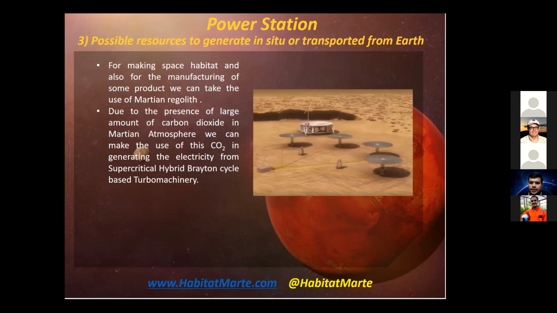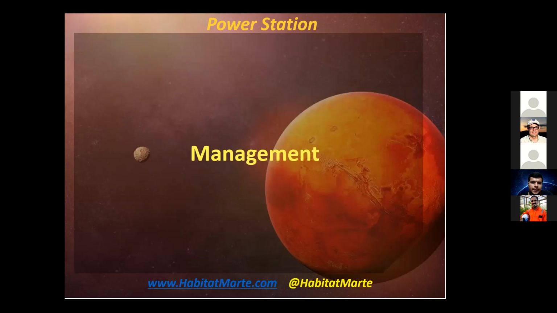So here are some of the possible resources to generate in situ or transport from Earth for making the space habitat, and also for the manufacturing of some products. We can make use of Martian regolith. Due to the presence of a large amount of carbon dioxide on the Martian surface, we can make use of this CO2 in generating electricity from supercritical cycle based turbomachinery, as I said earlier.